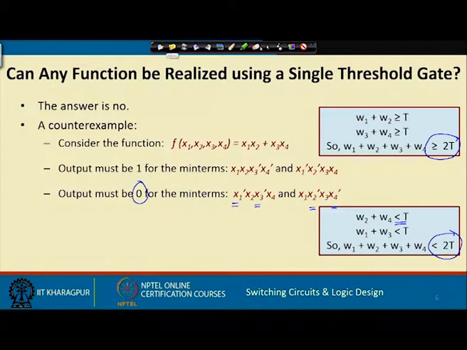So, the overall conclusion is we cannot find values of weights W1, W2, W3, W4 such that these conditions are satisfied simultaneously. So, we can say that this function cannot be implemented using a single threshold gate. We have actually shown this as a counter example. Because we have a counter example, this condition is not true. Okay? Fine.